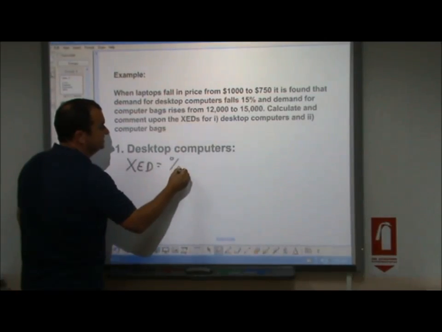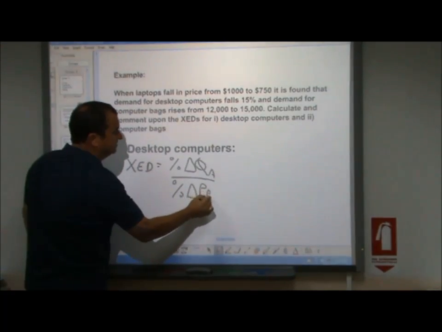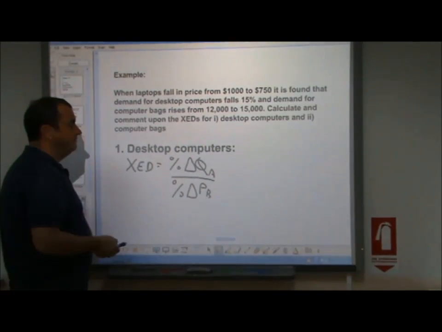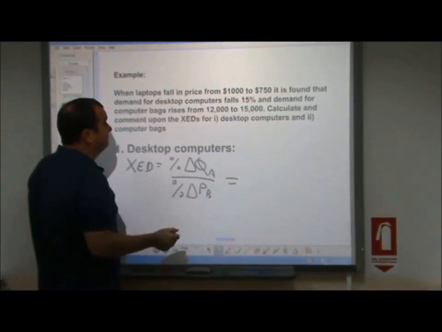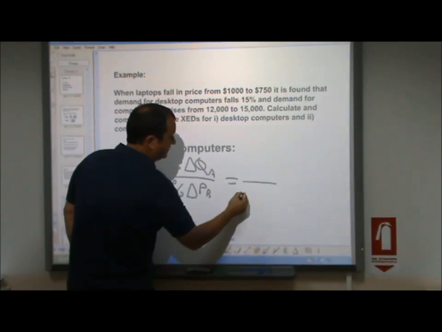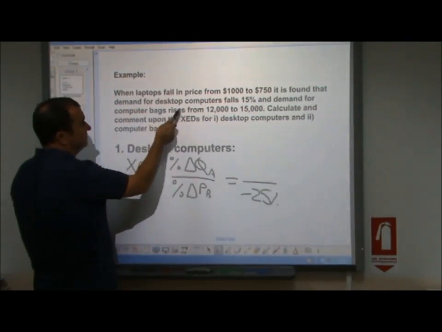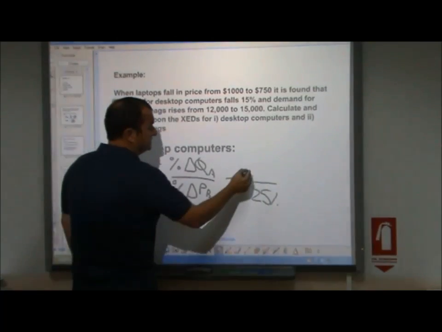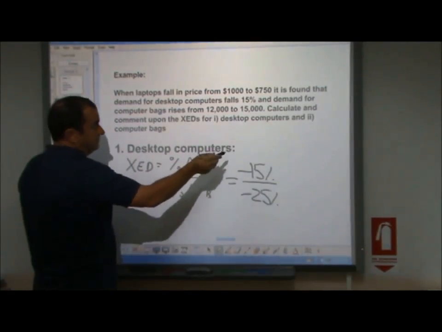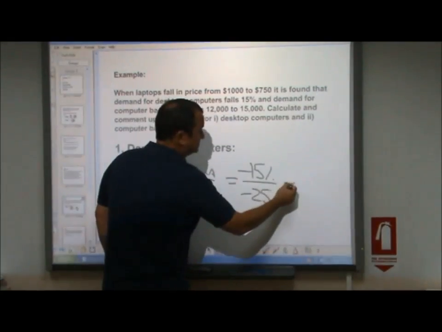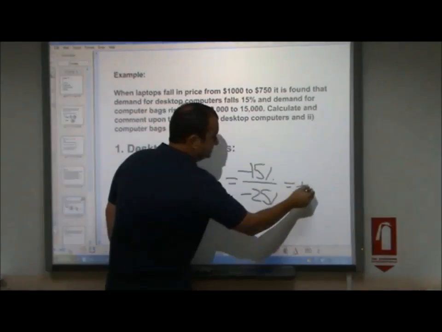XED equals percent change in quantity of A over percent change of the price of B. Well, the percent change in the price of B, I can see that there was a 25% fall in the price of laptop computers. So that's minus 25%. And I'm told that there was a fall in the demand for desktop computers of 15%. So that's minus 15%. Well, that's minus 15 over minus 25, which of course creates a plus, and that's 3 over 5, which is 0.6.